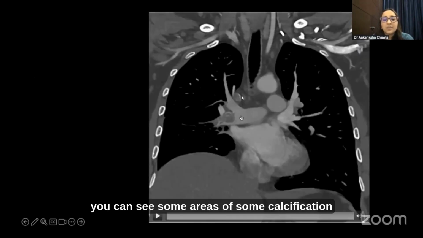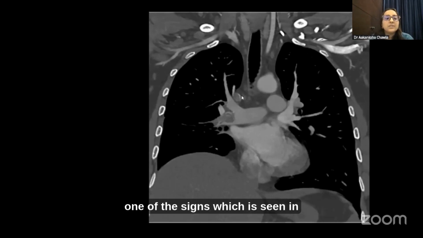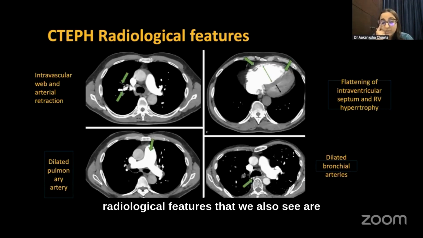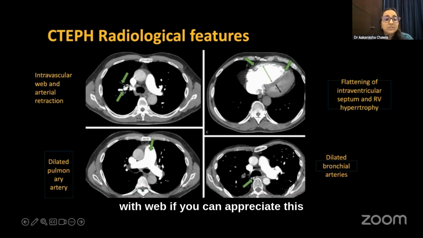Then you can see some areas of calcification within the thrombus, which is also one of the signs which is seen in patients with CTEPH. So the radiological features that we also see in CTEPH patients is intravascular web. If you can appreciate this blackish, thin line over here between an arterial retraction.